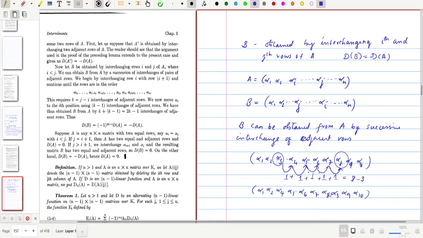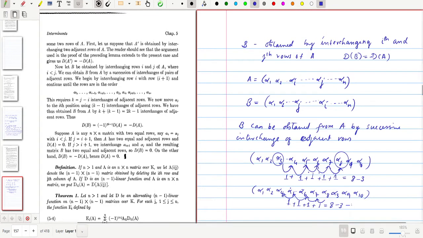Okay, now we need to bring alpha 8 into the position of alpha 3. So we need to bring alpha 8 here. That requires 1, 2, 3, 4. This requires only 4. Because if you have one interchange, then alpha 8 can be seen in this position, and if you interchange again, then alpha 8 can be in this position, and then this, and this. So this many interchanges are needed. That is actually 8 minus 3 minus 1.